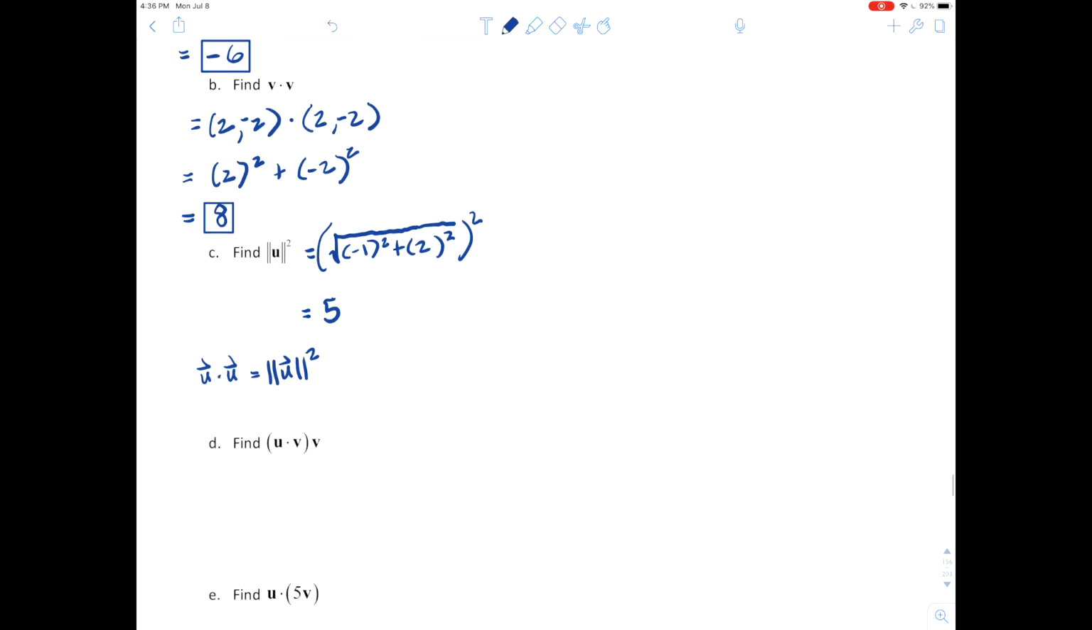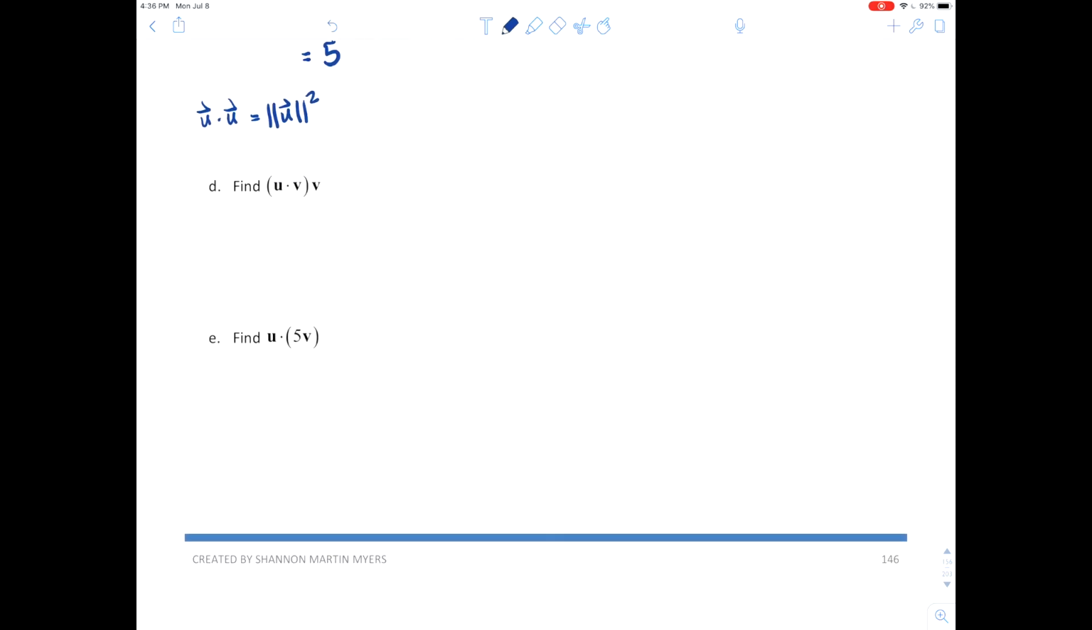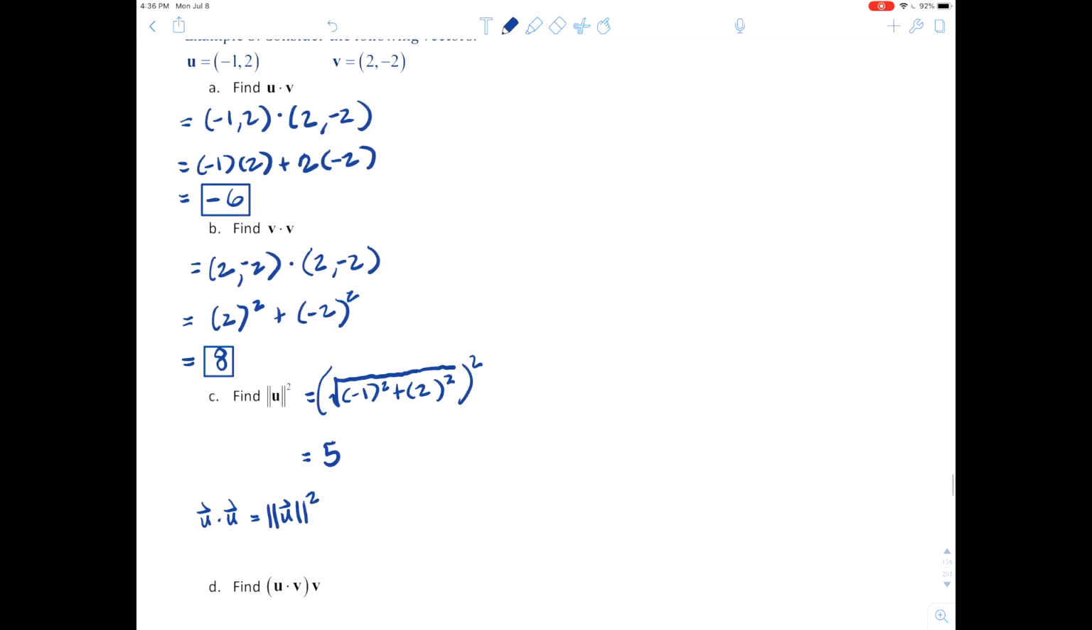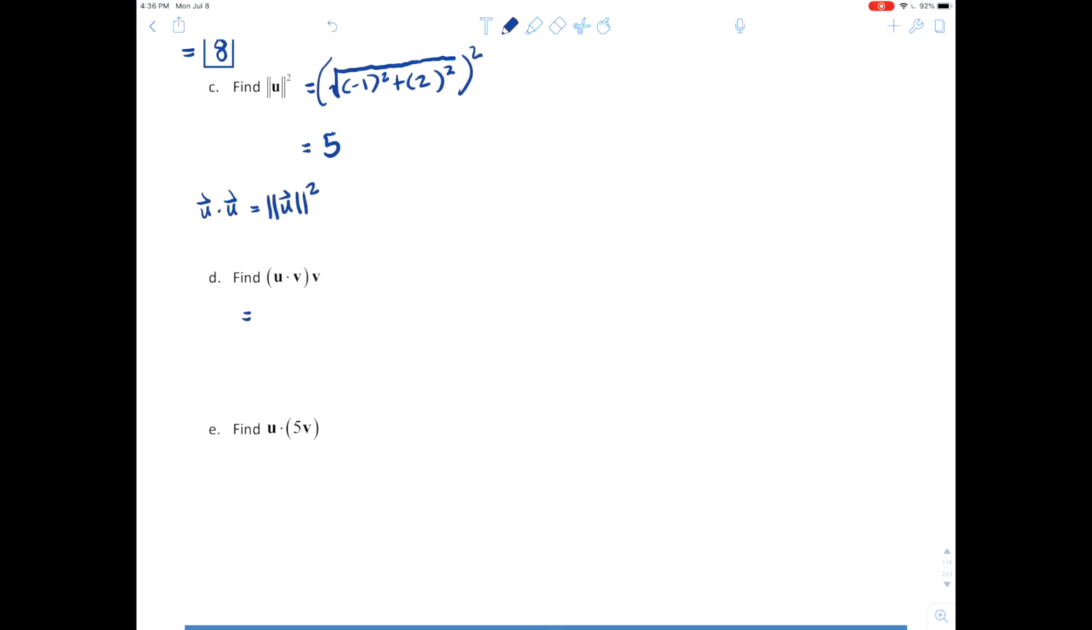Cool, cool. All right, so u dot v. So you have to kind of think about what you're getting. When you do a dot product, you get a scalar. And then if I multiply that scalar to a vector, I should get a vector, right? So didn't we find u dot v? Yes. U dot v was negative 6, and then the vector v is 2, negative 2. So this will be the vector negative 12, positive 12.